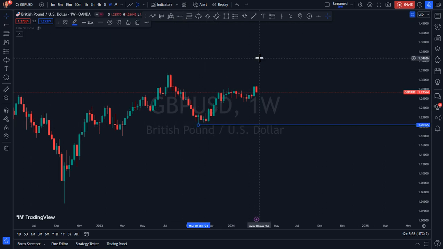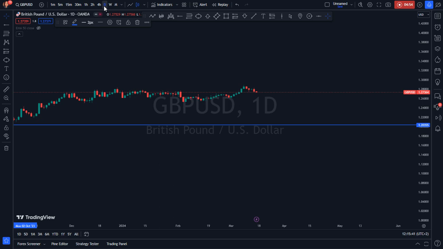We know in an impulsive phase, we are looking for what? We are looking for buying opportunities. That is the only thing we are looking for. So we're gonna go to a daily time frame.